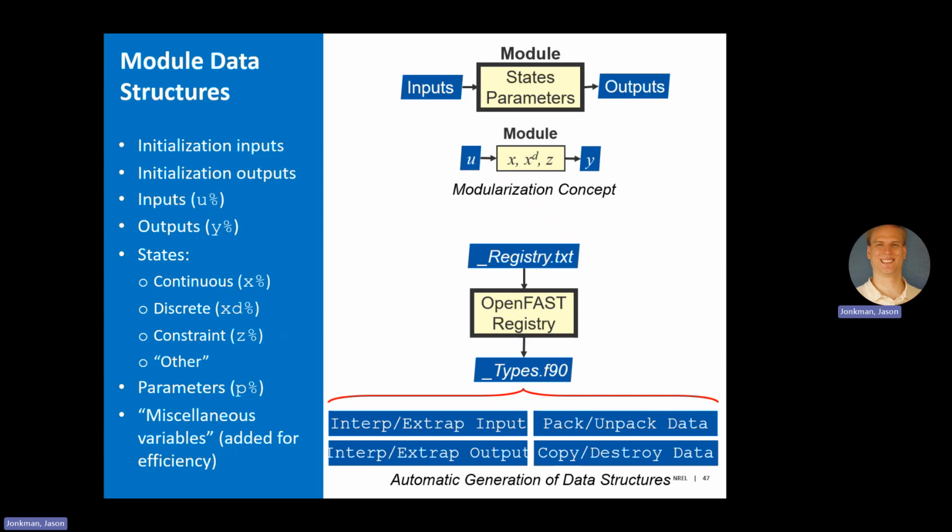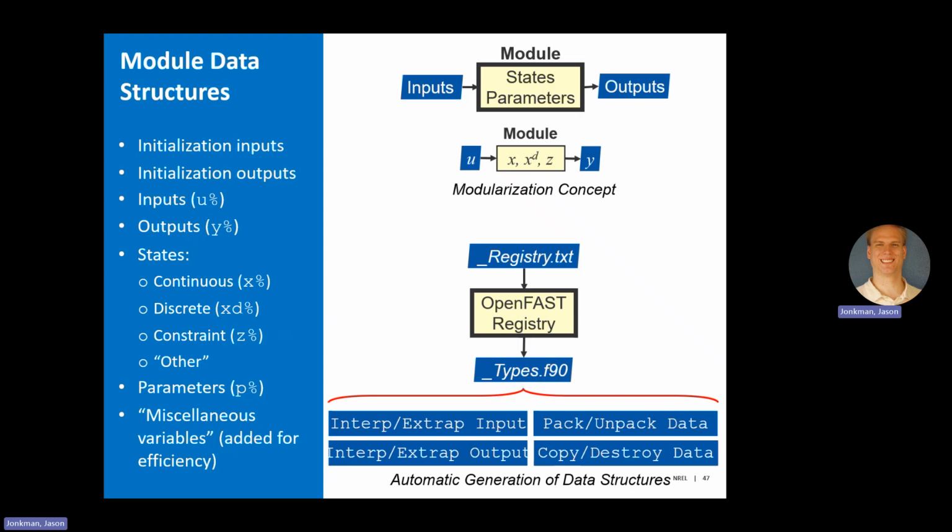So all inputs you can find in the code have a U percent symbol. If you search for U percent, you will find inputs in the code. Likewise, the states, and we try to tie them back to the variables here in the slide. So continuous states are X, discrete states are XD, constraints are Z. We have other states actually called other in the code. And all parameters, all the fixed things, are called P.